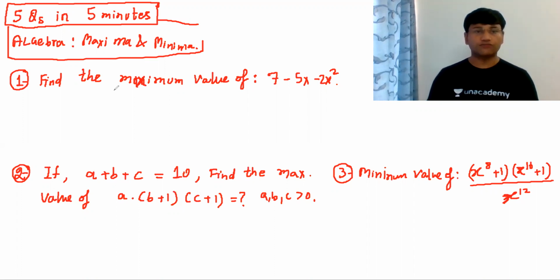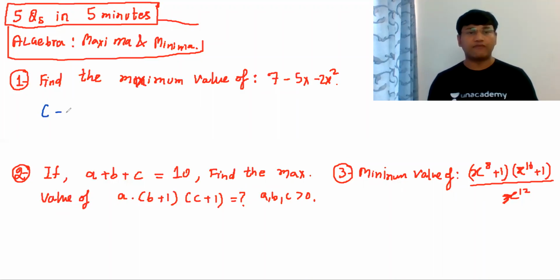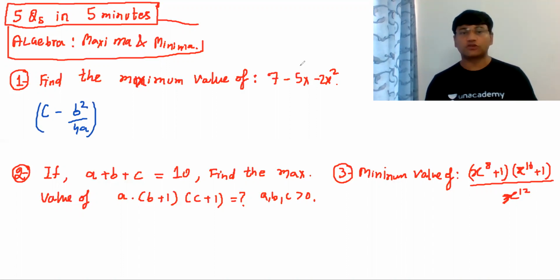So the first question is find the maximum value of this. So guys, there is a shortcut funda for a quadratic equation. The maximum and minimum value occurs at c minus b square upon 4a. Now the equation is ax square plus bx plus c, the standard equation. So if you compare it with the standard equation, you know the value of a, b and c.